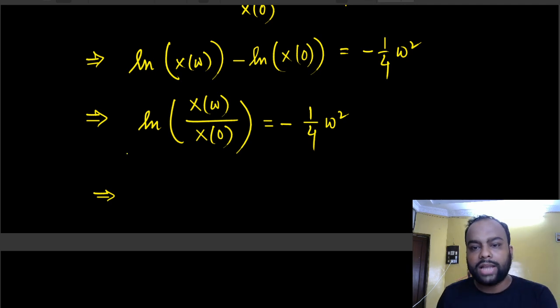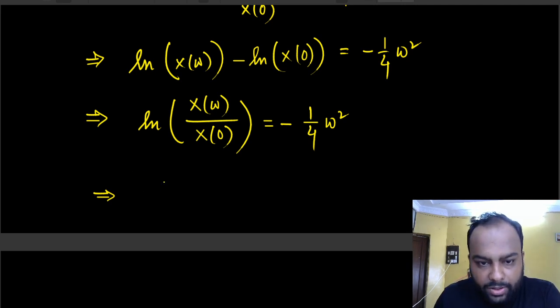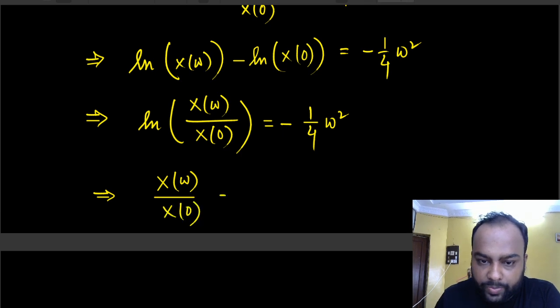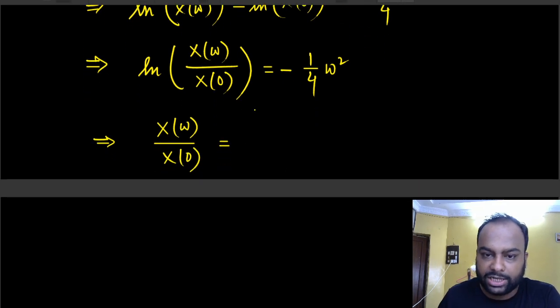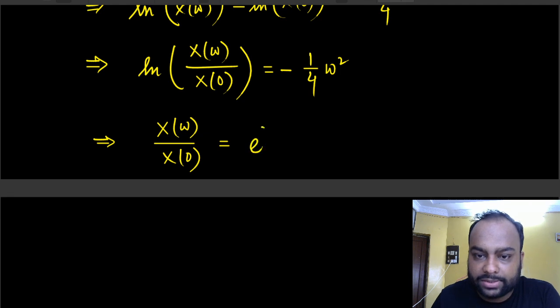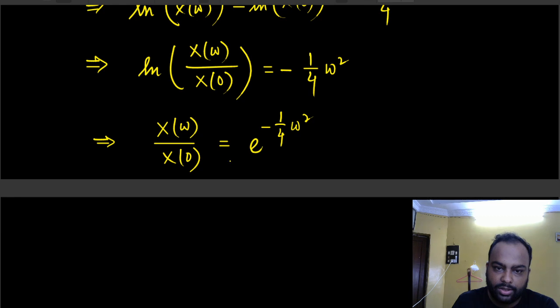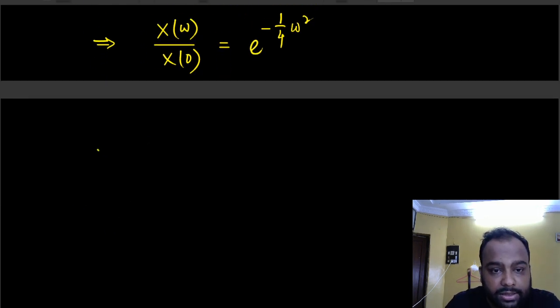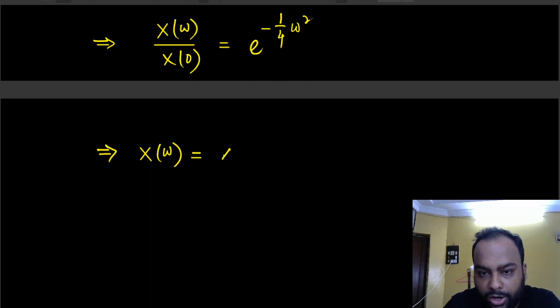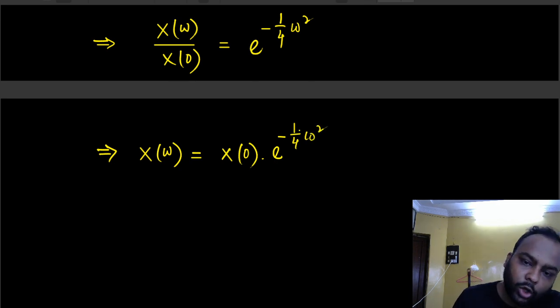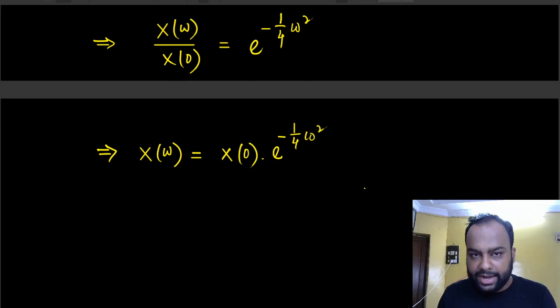Of course, now with this, I can get rid of the natural logarithm and use the definition of the natural logarithm to write this. And thus, my Fourier transform would be X(omega), which would be equal to x0 into e to the power minus 1 by 4 omega square, right? So we are already at the end of the Fourier transform.